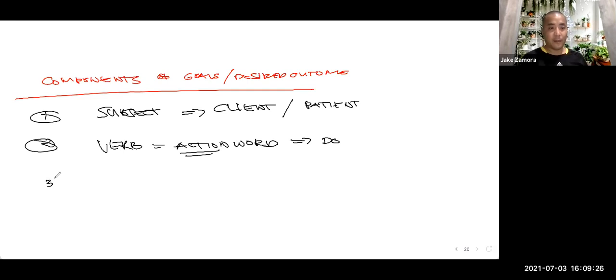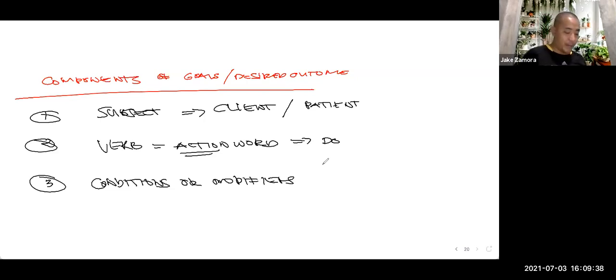And the last component is actually conditions or modifiers. Ano naman to? This one will explain the circumstances under which the behavior is to be performed. Okay? So, these are the basic components of your goals and desired outcome.